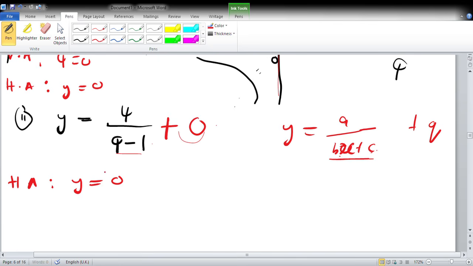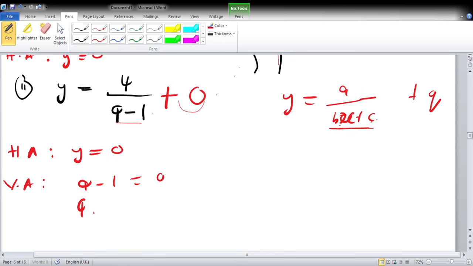So here, the vertical asymptote will be when q minus 1 is equal to 0. And that will be q equals to what? Positive 1. This is the vertical asymptote. So when we sketch, what am I going to have?